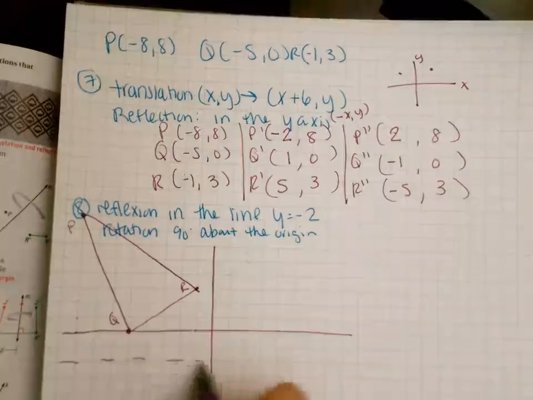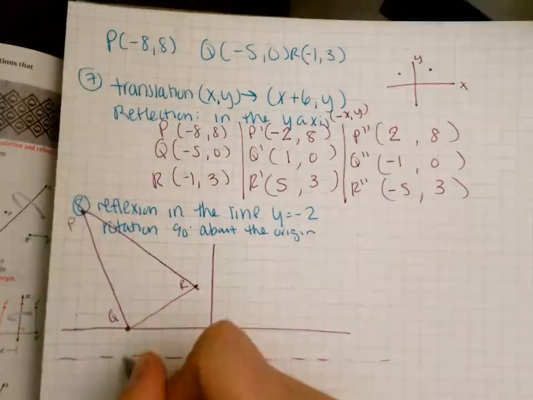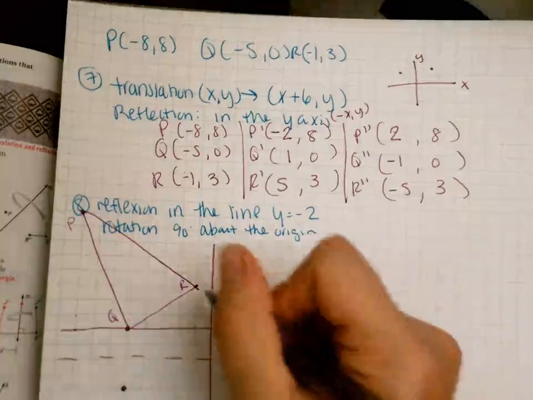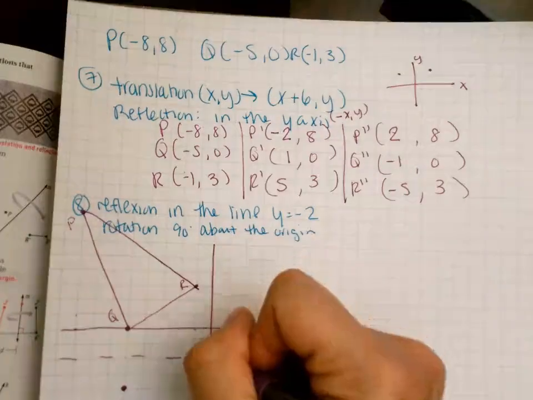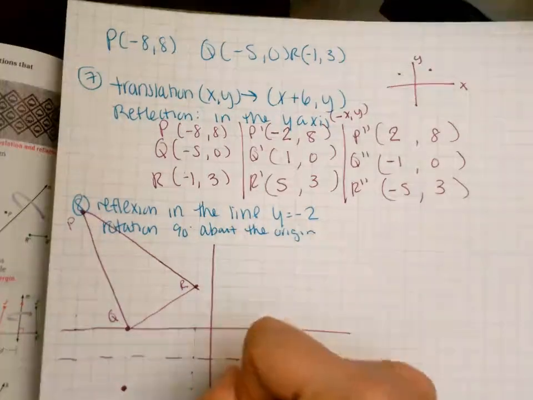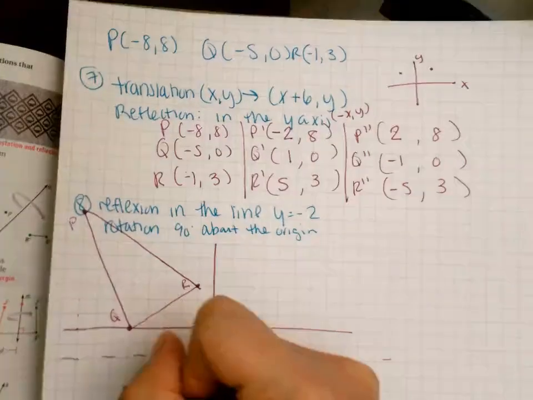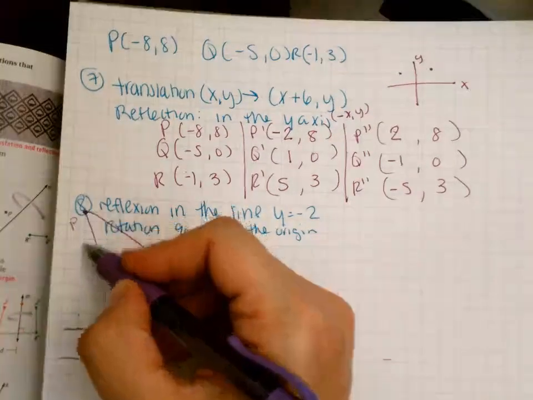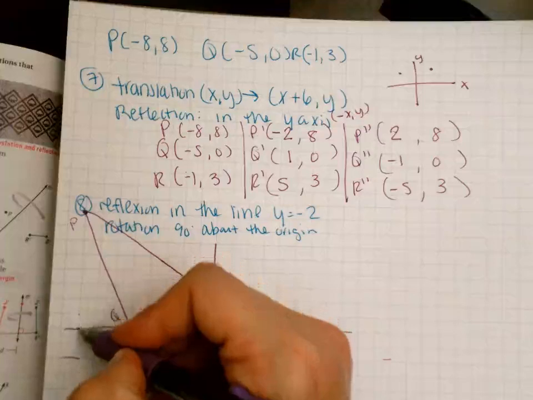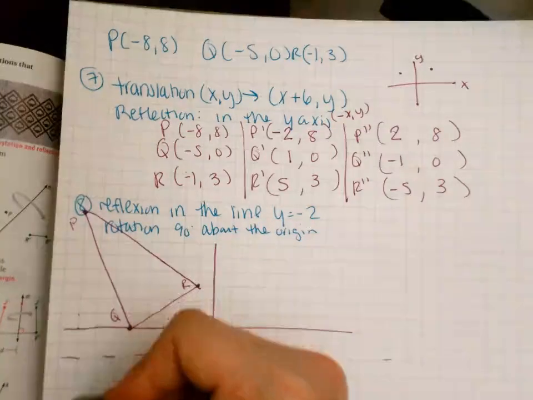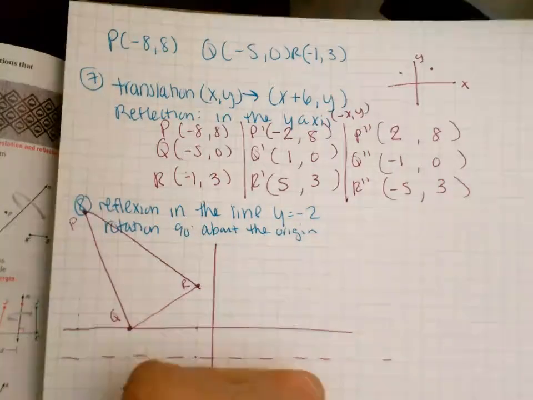Y is negative 2 everywhere along this line. Each point is 2 away from the line, so we reflect it 2 on the other side.